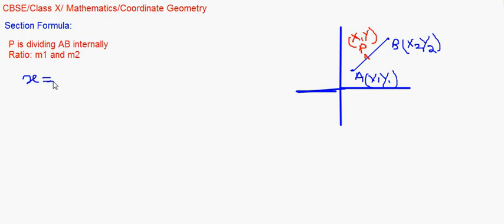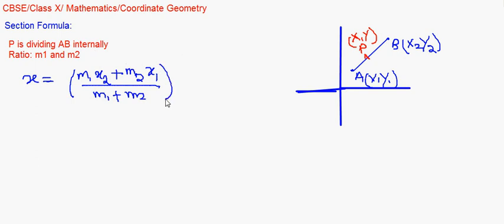So the section formula says that the x coordinate of the point P is given by (M1 x2 + M2 x1) / (M1 + M2). This gives us the x coordinate of the point P which is dividing A and B.